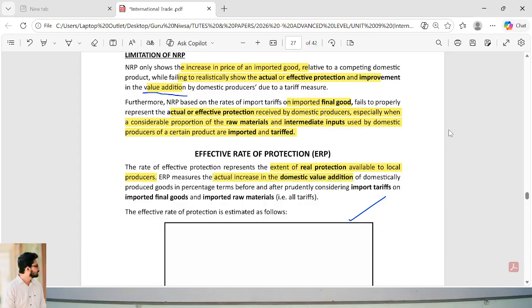We could have used some profit or sales, or no. Value addition is the best concept for domestically produced goods in percentage terms, before and after, prudently considering import tariff on imported final goods and all tariffs, right? Good elaboration, wonderful, very reasonable measurement.